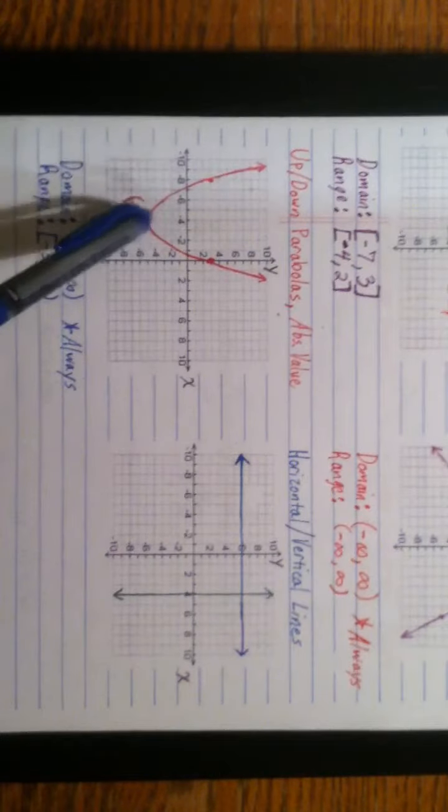So the domain of any parabola opening upward or downward will always be negative infinity to infinity. The range is going to depend upon whatever your minimum value, your low end is, or whatever your high end is, if it's a downward opening parabola. So you just really have to think a little more when you're writing the range.